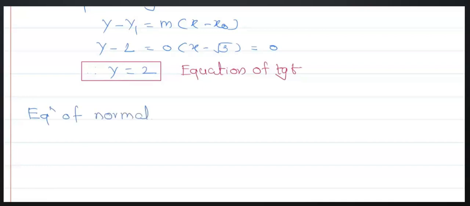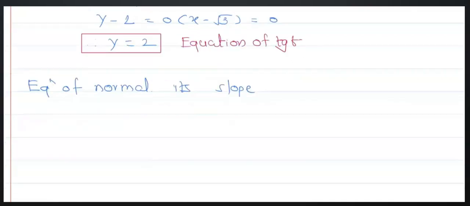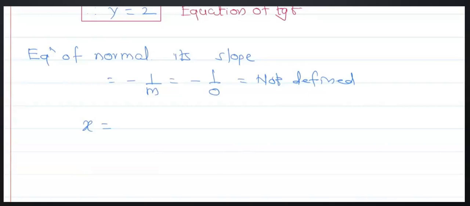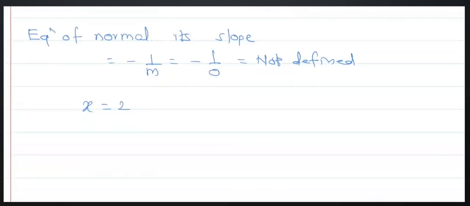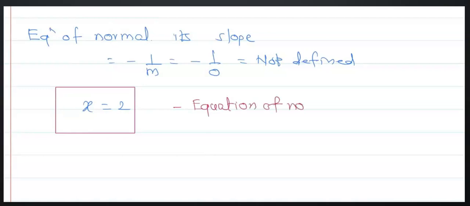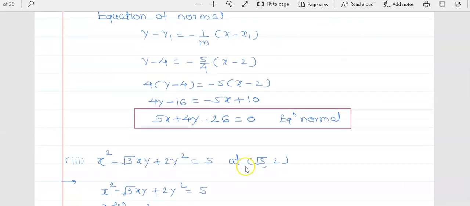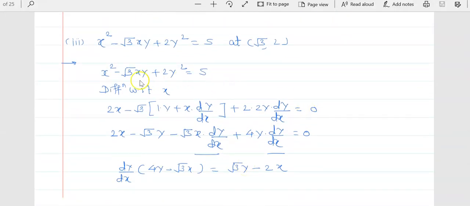This is the equation of the tangent to the given curve. Now the equation of the normal: its slope is -1 upon 0, which is not defined. Therefore, x = √3. This is the equation of the normal at that point.